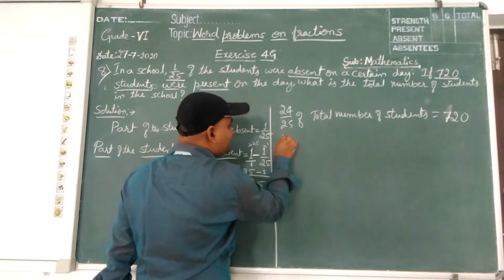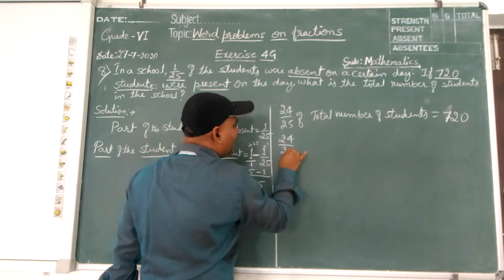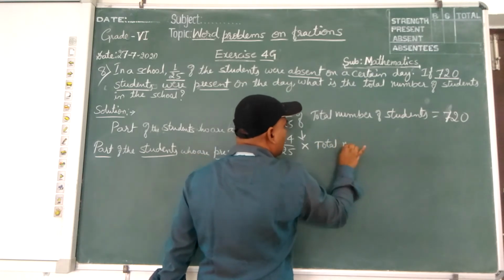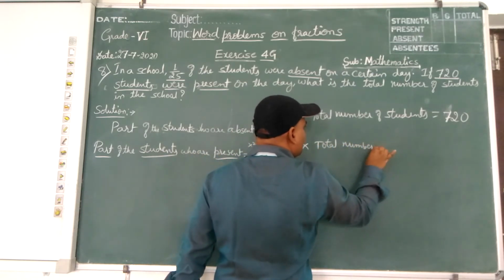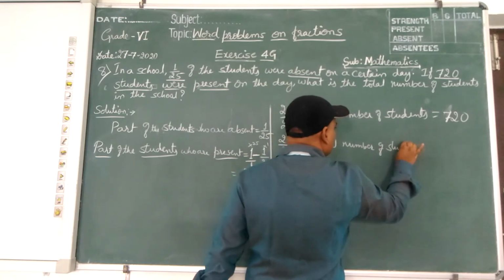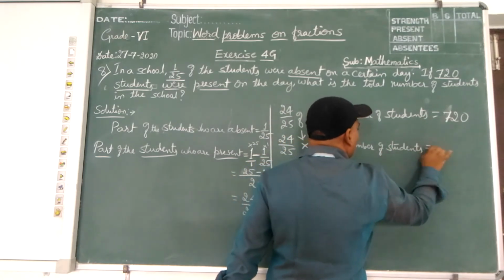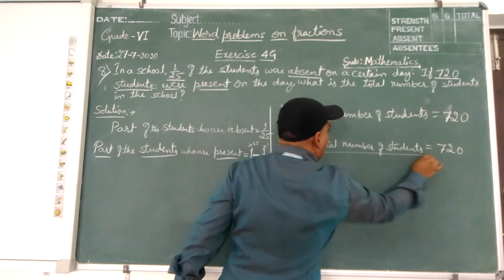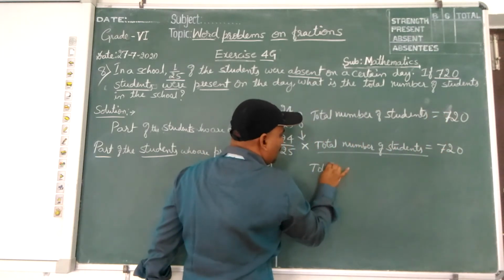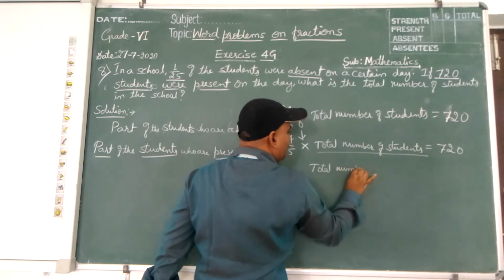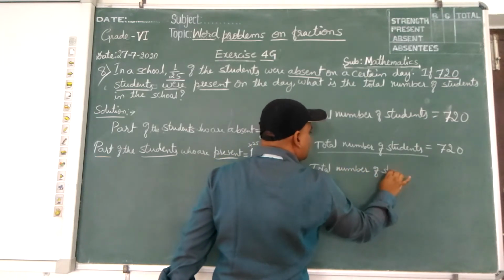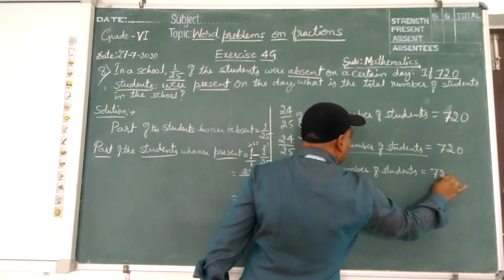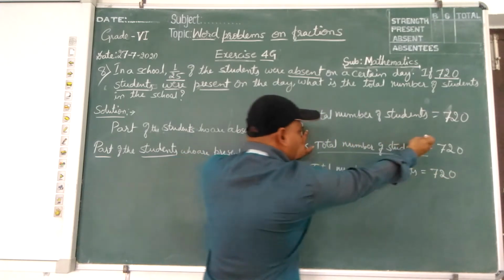Continue with the same steps. 24 by 25 of means multiplication. Total number of students equal to 720, copied as it is. So we want this total number of students equal to 720 as it is copied.